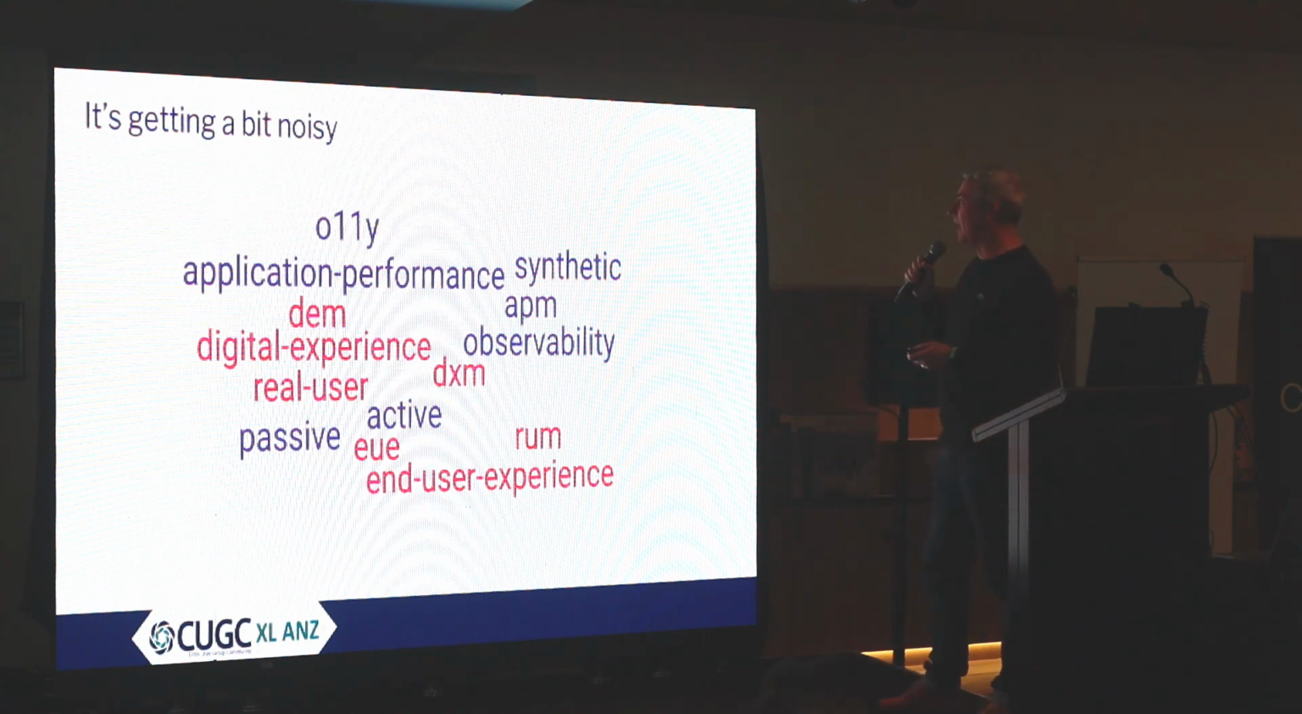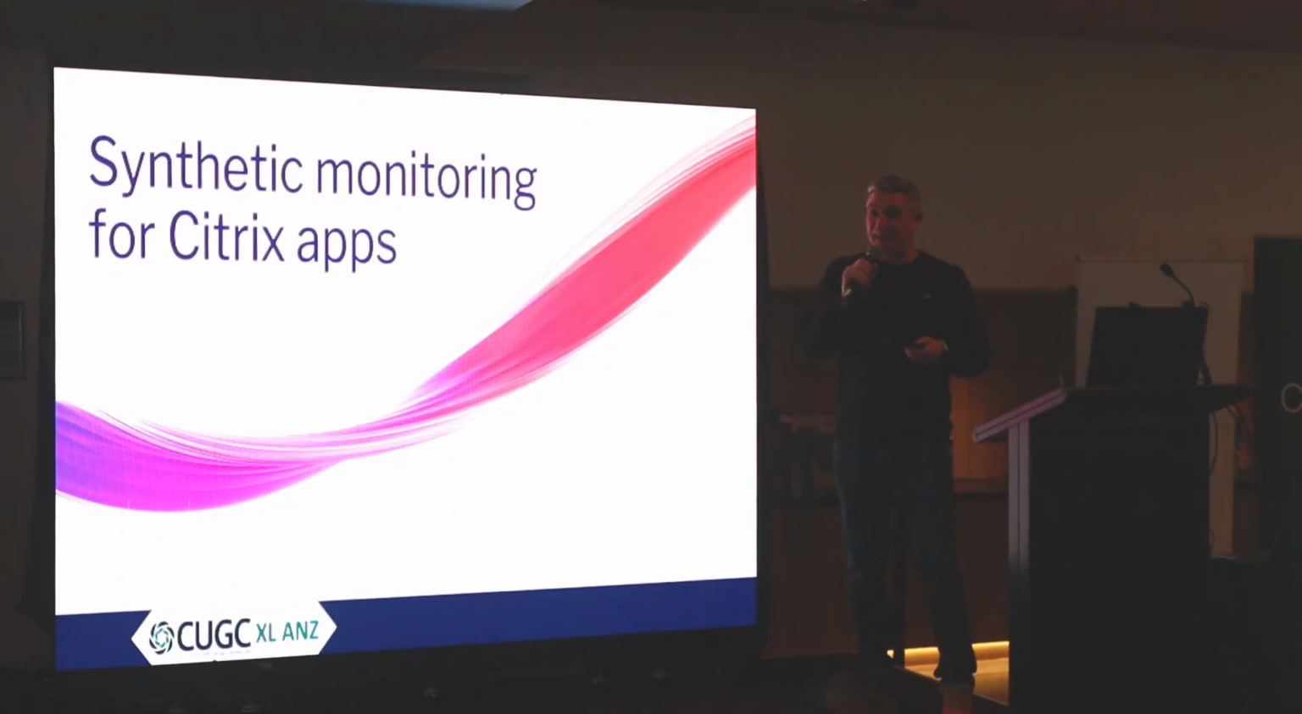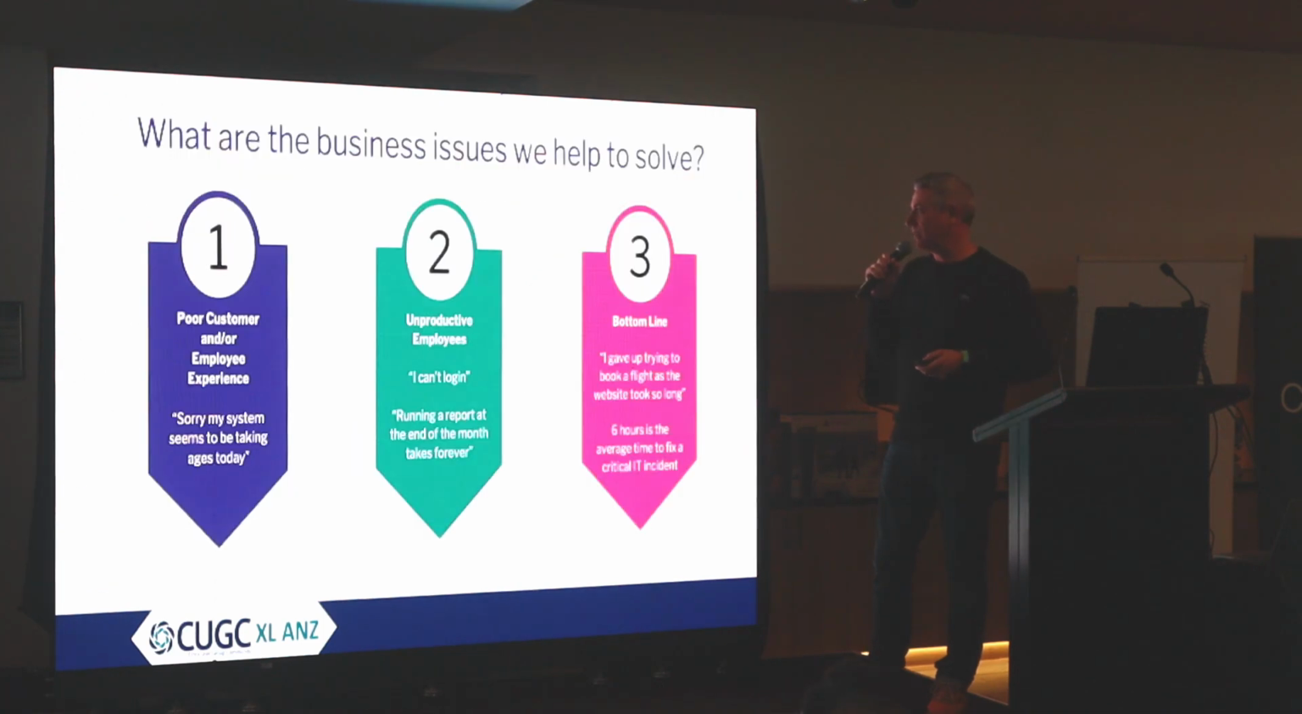In fact, my favorite acronym is the new one, O11Y, which is the new acronym for observability. And a little fact for you, somebody told me this the other day: the 11 represents the 11 letters in between O and Y in observability. When I found that out, I thought the person that came up with that had way too much time on their hands. So anyway, it's complicated, it's confusing, there's a lot of noise, but we're going to talk about synthetic monitoring for Citrix apps and nothing else, so we're going to keep it really, really simple.